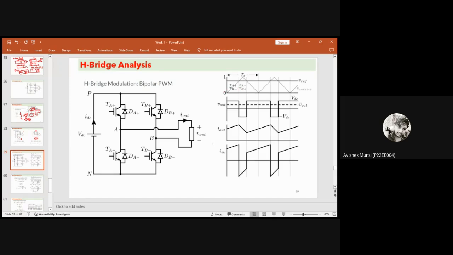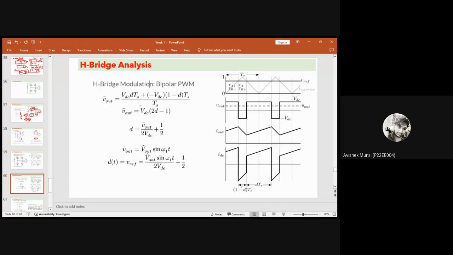We give a reference pulse. This is the reference signal. Another one is the modulating signal, based on which we get the pulse which we desire to give at the switch. So it may be of two types: one is bipolar, another one is unipolar.